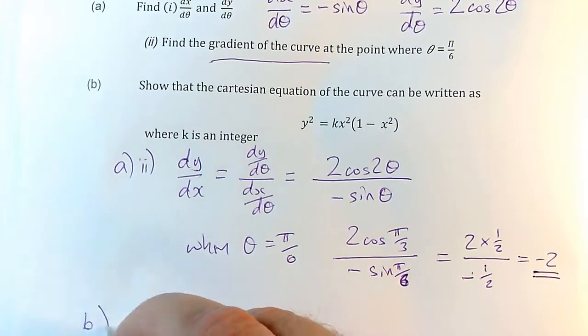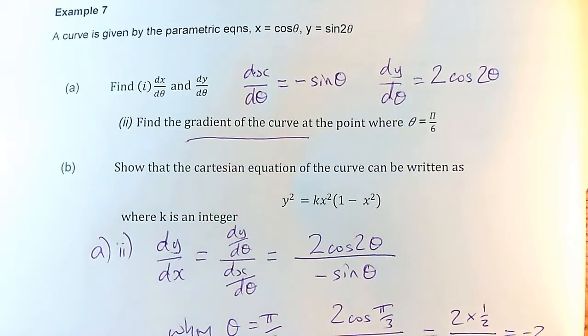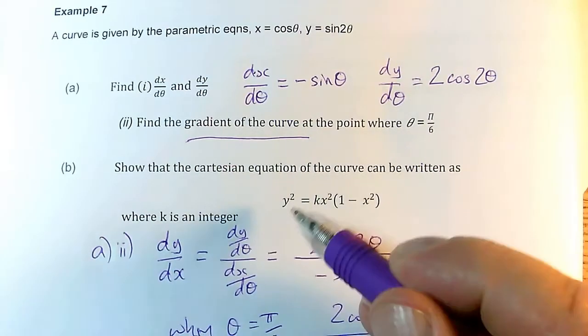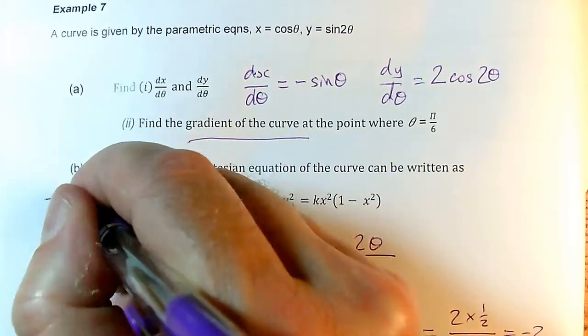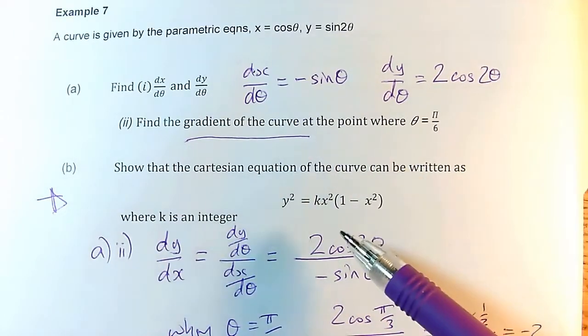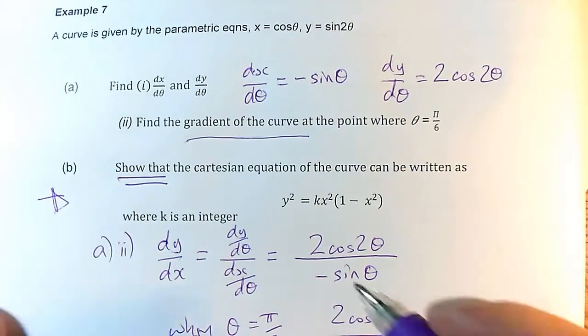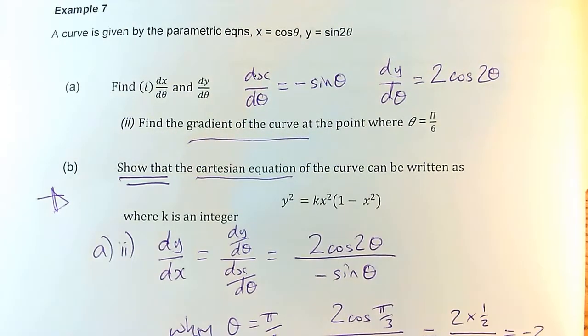What does part B ask us for? Part B says show that the Cartesian equation of the curve can be written as this. This is nothing to do with differentiation. So part B is what we call a re-entry point. Even if you couldn't do part A of the question, you can come straight in. And notice it's a show that question. So we saw show that's of Cartesian equations.